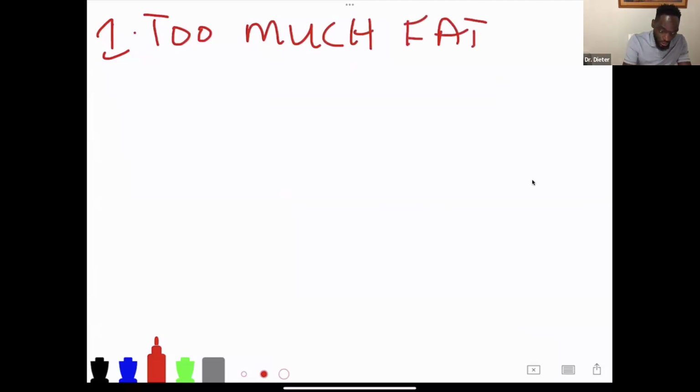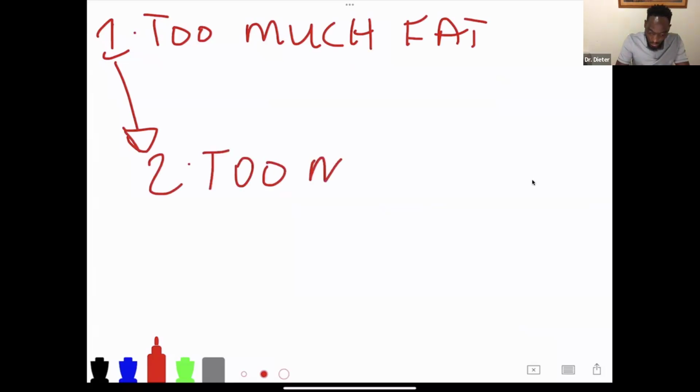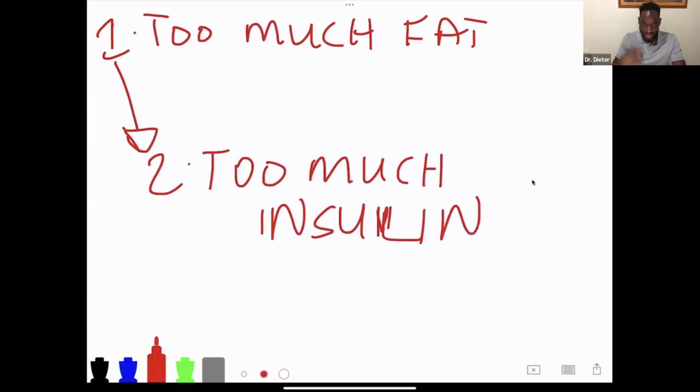Too much fat causes a breakdown in insulin resistance, and then that leads to the second thing. There are two things: too much fat and too much insulin. Those two things result in a breakdown in that process, insulin resistance. Let me explain why. Too much of a good thing is a bad thing. Too much fat is a bad thing. Too much insulin is a bad thing.